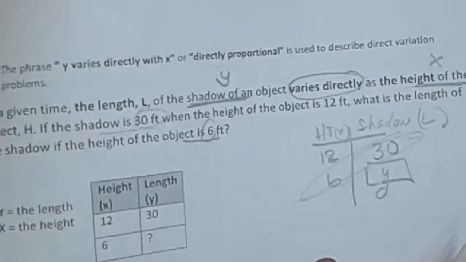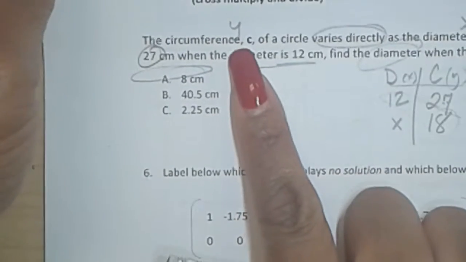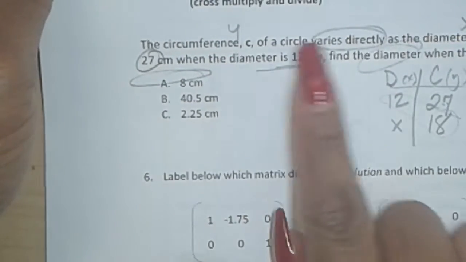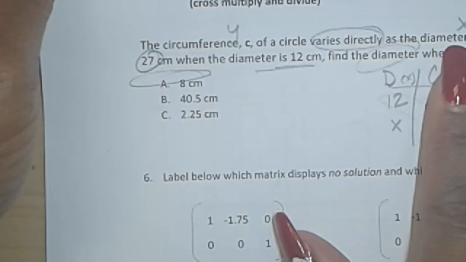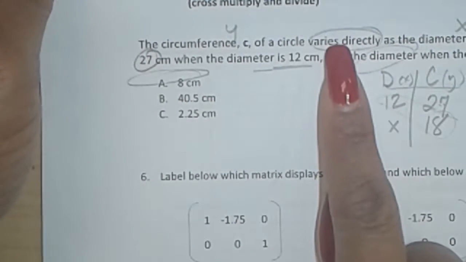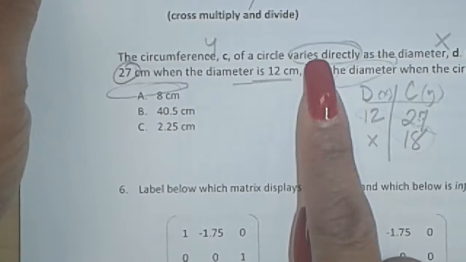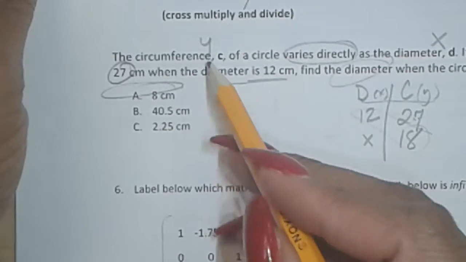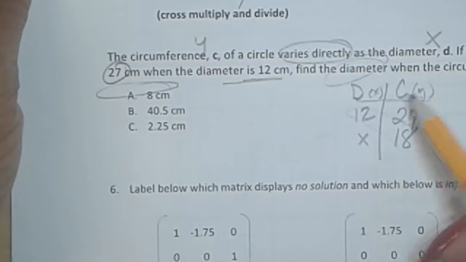So what we're going to do now is try that for the next problem. And it says that the circumference varies directly as the diameter. What does that mean? Varies directly. This has to be a problem dealing with direct variation. So this is y and this is x.